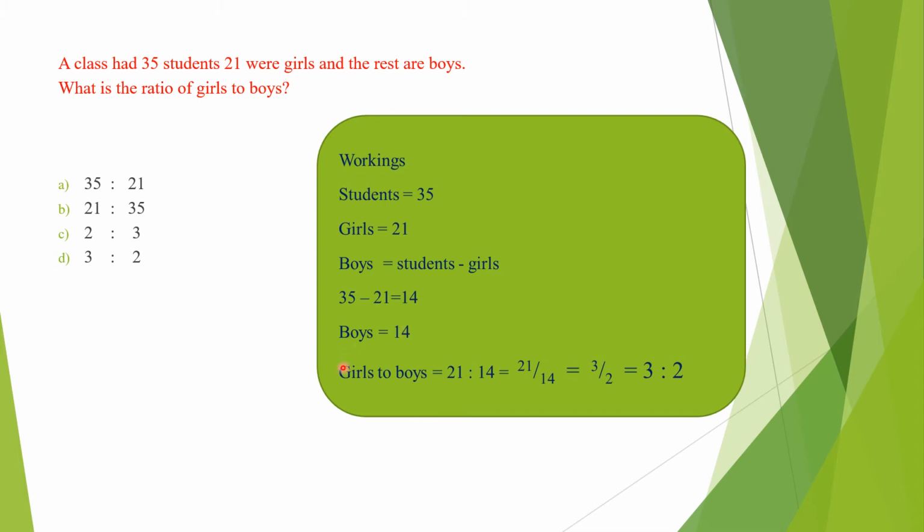So now we know we have 14 boys. Now, as we said before, girls to boys, so you write the girls first. And you write it just as we have it: 21 to 14. Then you look over the answer side with the answer. Do you see 21 to 14 there? No. That simply means we have to do something else with the 21 to 14.